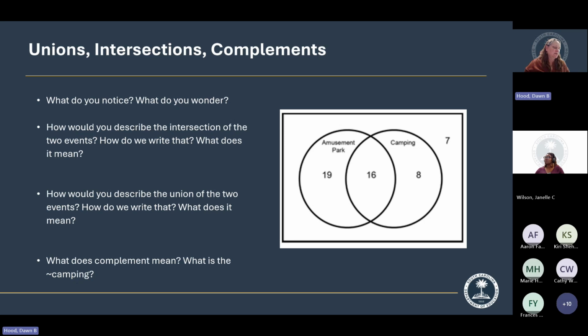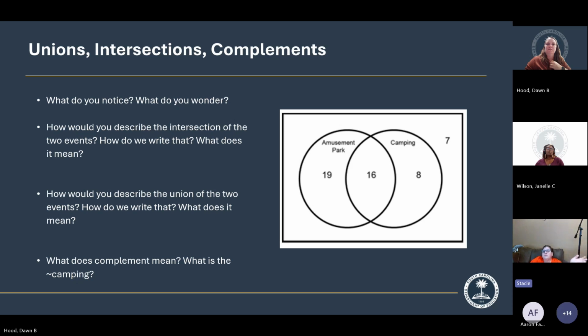So, second question, how would you describe the intersection of the two events? What would you say the middle piece is? They like camping and amusement parks together. So those are the people who like both the camping and the amusement parks. All right. How do we write that? And what does it mean?